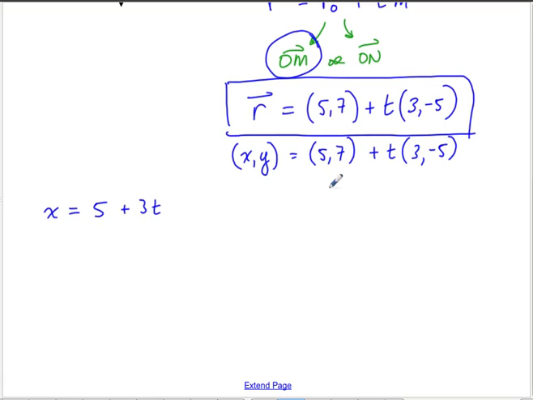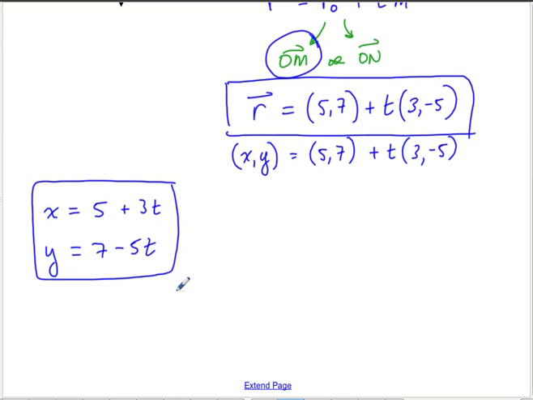And you can see why in the previous slide I changed the order of these, because we don't normally write t3, we write 3t. So that's my parametric equation for my x direction, and then my y direction is going to be 7 minus 5t. And so here is my vector equation, and here are my parametric equations.